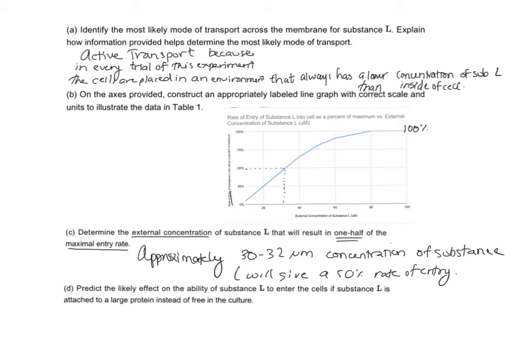Okay, this last question says to predict the effect on the ability of substance L to enter the cells, which again is happening by active transport, if substance L is attached to a large protein instead of free in the culture. So we're looking at something like this, where we have substance L, we don't know exactly what it is, but it's attached to a larger protein. The most likely effect is that if this is initially being pumped inside the cell by something like a protein on the cell membrane, that if there's this large object attached, this substance is going to have a hard time making its way through that protein again.